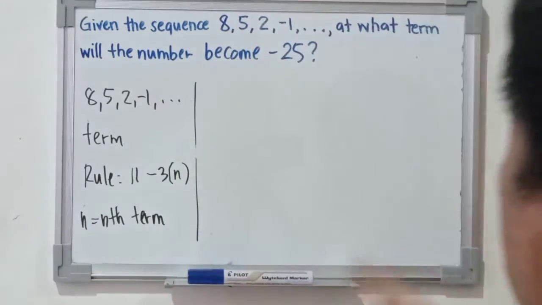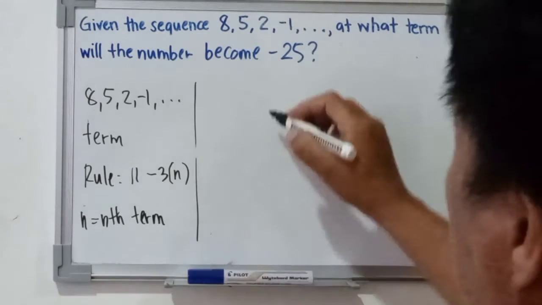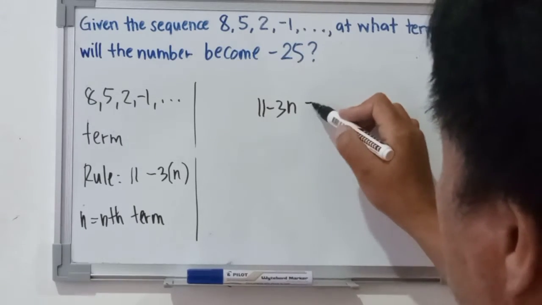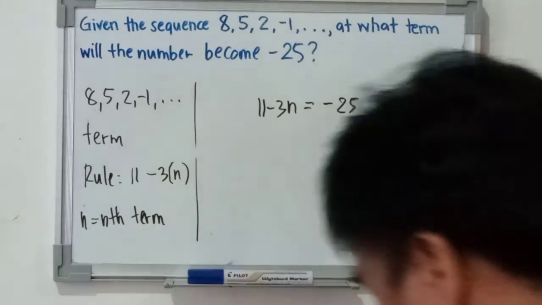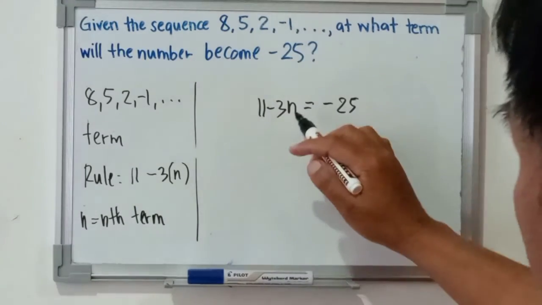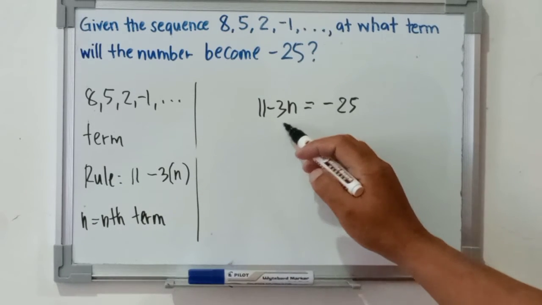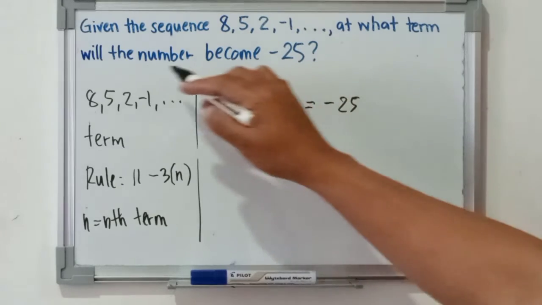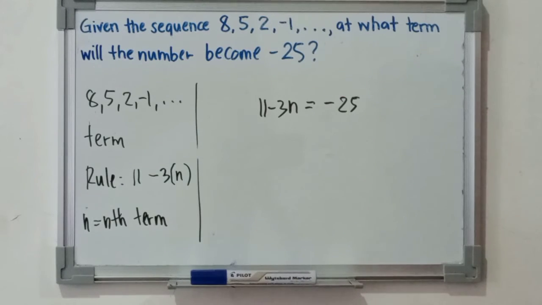For the question, at what term will the number become -25? Our rule, 11 minus 3n, is equal to -25. So n is the nth term. We must find the value of n in order to answer this question: at what term will the number become negative 25?